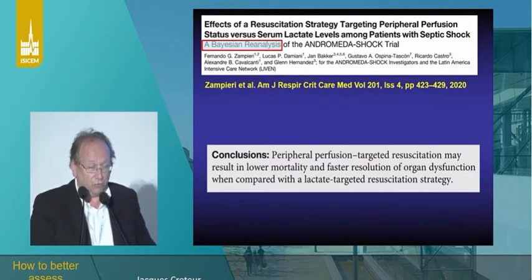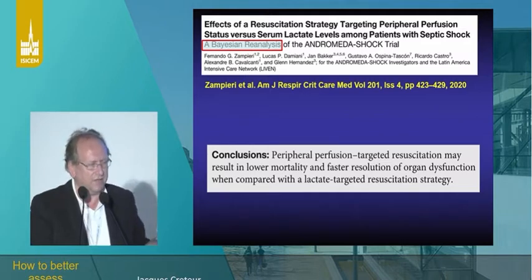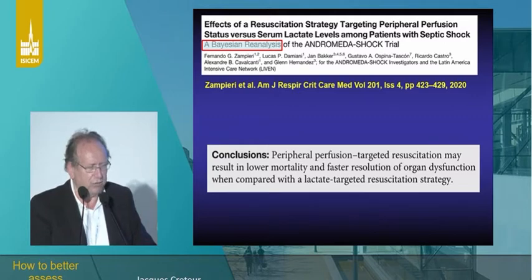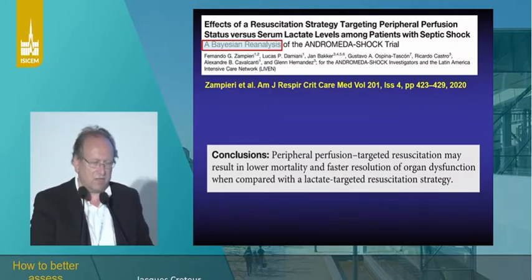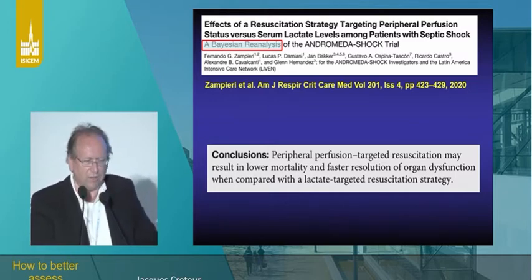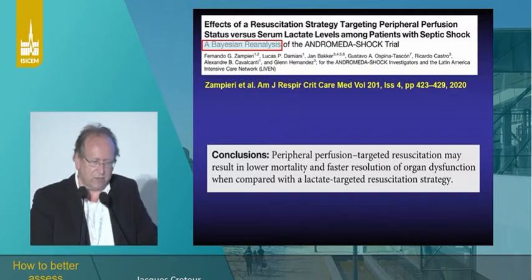You have to know that those results have been reanalyzed using a Bayesian approach, and clearly using this more pragmatic, let's say, statistical approach, they conclude that peripheral perfusion resuscitation may result in a lower mortality and faster resolution of organ dysfunction when compared to the other approach, the lactate target resuscitation strategy.